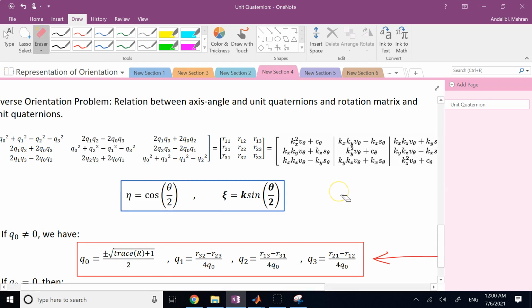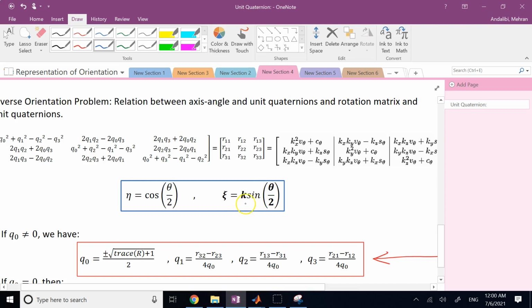So let's look at the entries. Zeta means q1, q2, q3, k means kx, ky, and kz, and sine of half angle. Where does that come from? So let's take a look. If we look at here, do you remember how we got k's back in axis angle? How do I get kx, ky, kz?